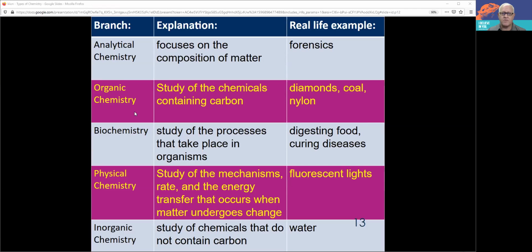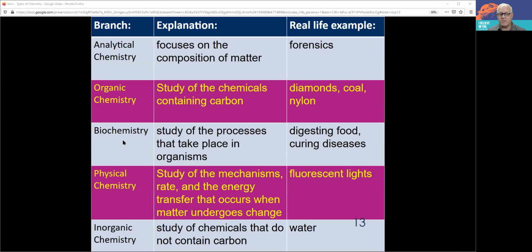There's also organic chemistry, and that's the study of the chemicals that contain carbon. So anything that contains carbon is organic chemistry. Now, a real-life example is organic chemistry studies the manufacturing of diamonds and coal as a fuel source, and manufacturing that material called nylon. And so depending upon what you're working on, it may be an aspect of organic chemistry.